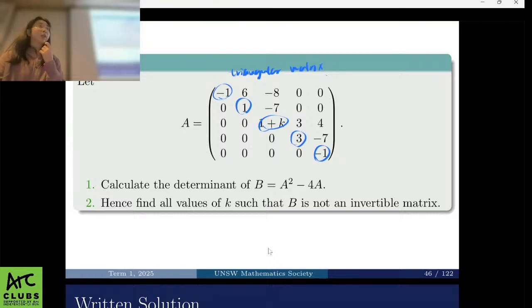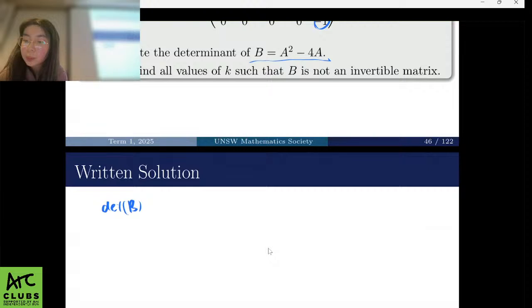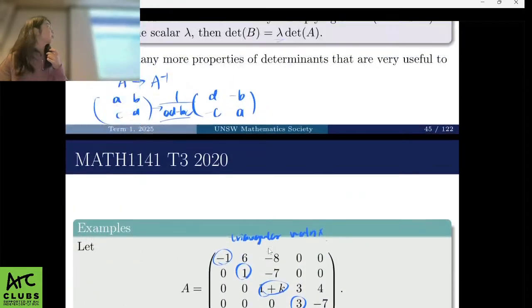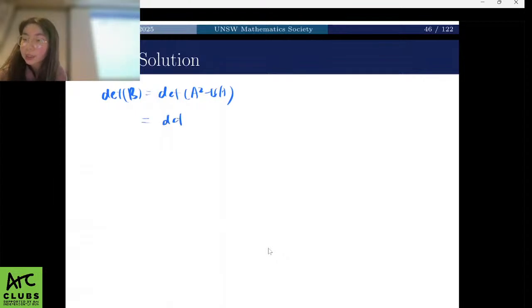First of all, we want to calculate the determinant of a matrix defined by A squared minus 4A. Now, obviously, we're not actually going to calculate A squared minus 4A because this is a huge matrix that would take you forever. So what we can do is use the properties of matrices and matrix products. We know that the determinant of B should just be equal to the determinant of A squared minus 4A. Looking at those properties that we revised beforehand, we can factorize the matrix A squared minus 4A. So we can factor out an A, and then we will get A minus 4I.